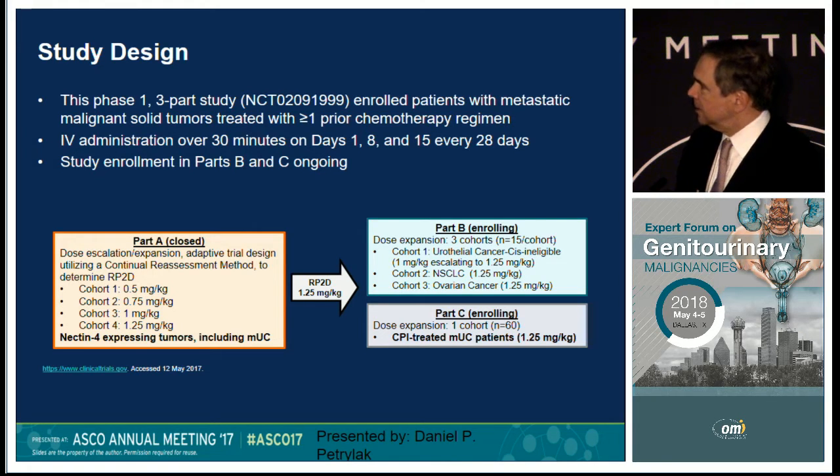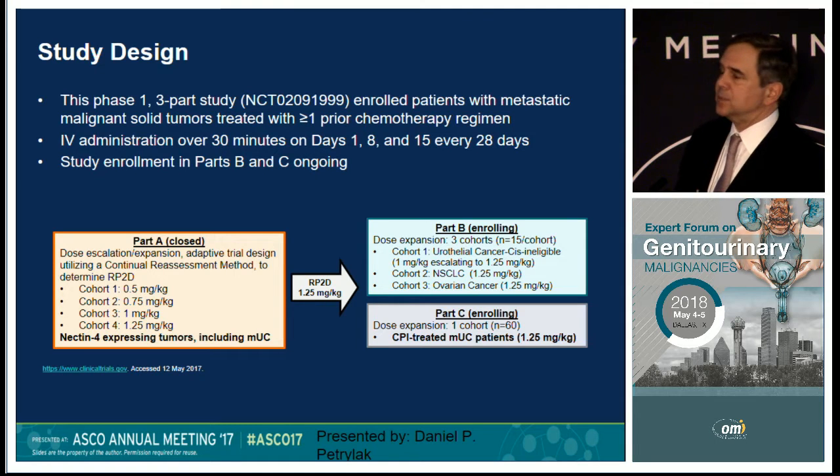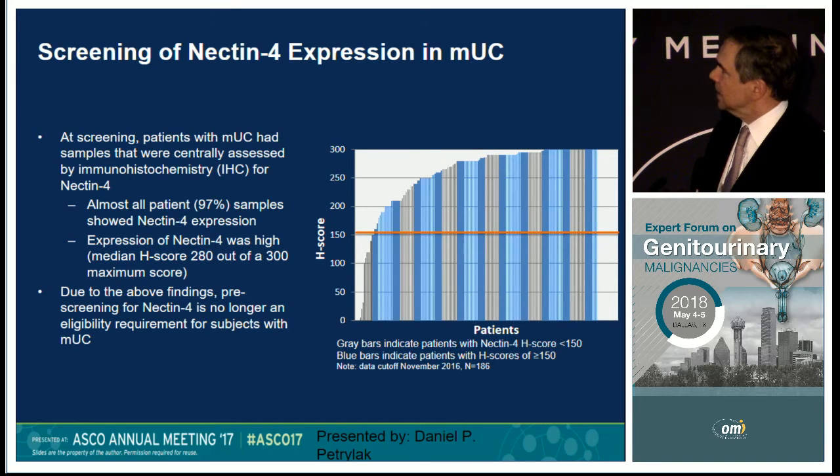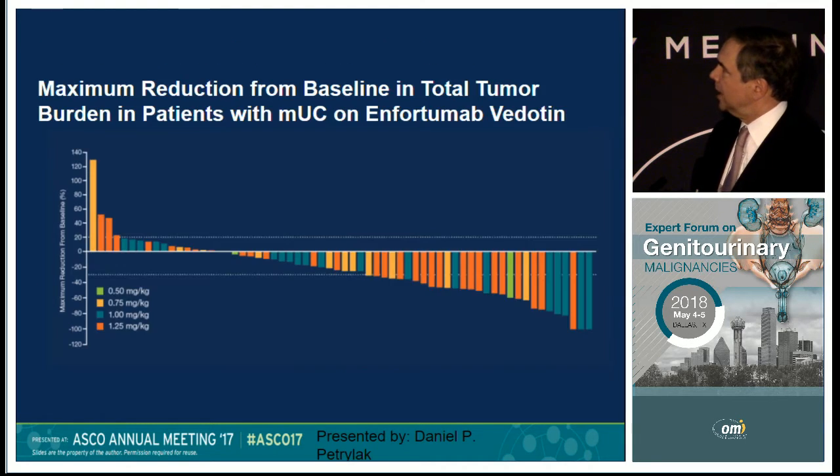We originally were looking for Nectin expression in patients, and then we found that 90% of these specimens had it. We dropped that as a requirement for patients. And this is the screening of Nectin. 97% of the samples that were examined showed Nectin-4 expression, and this was fairly high, median H score of 280 out of 300. And as I said before, we don't require this as a prerequisite for entry.